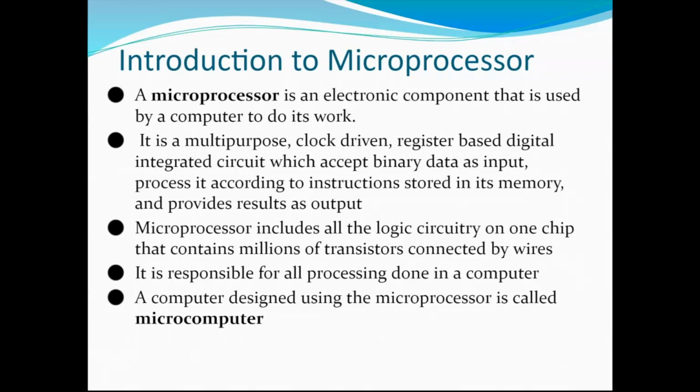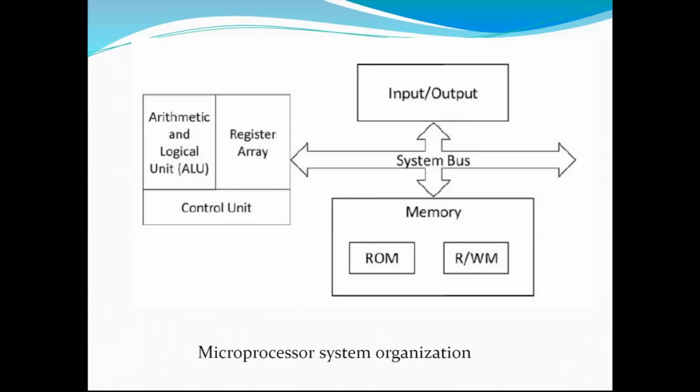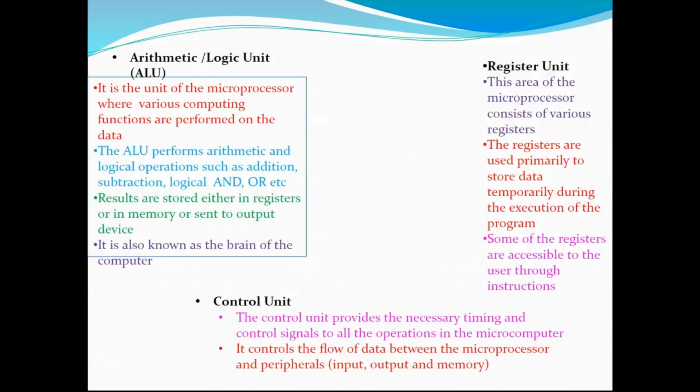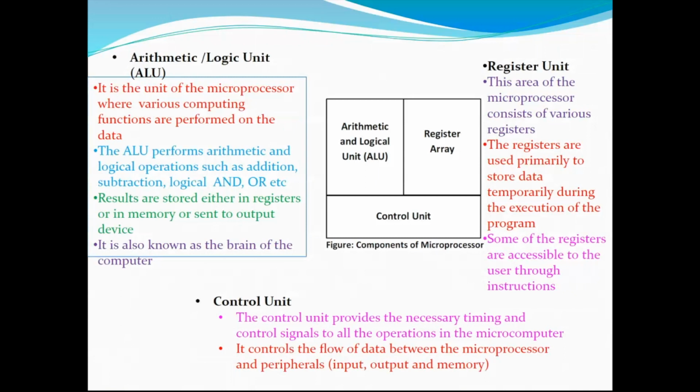A microprocessor includes all the logic circuitry on one chip that contains millions of transistors. It is responsible for all the processing done in a computer. The microprocessor system organization consists of a control unit, input-output unit, and memory. The main components of a microprocessor are the arithmetic and logic unit, register array, and control unit.